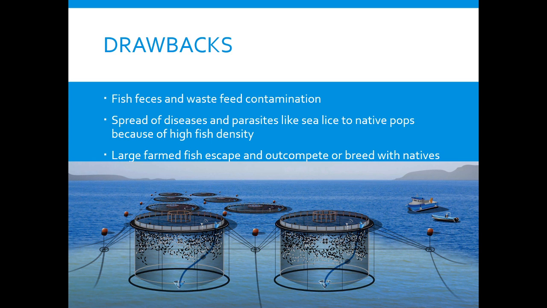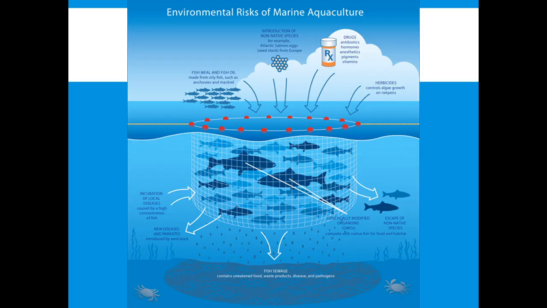There are, of course, drawbacks. One of the big ones is that fish feces and waste will feed the contamination in the area. It can spread diseases and parasites like sea lice to the native populations in the area because of that high fish density. And a large amount of farm fish can escape and outcompete or breed with the natives in the area, which can cause invasive species outbreaks.